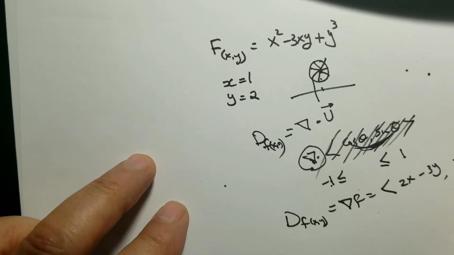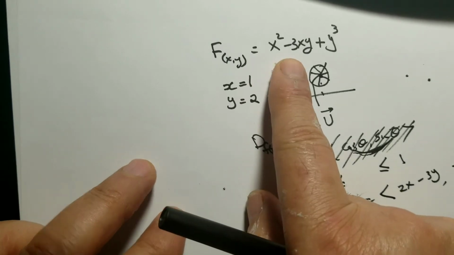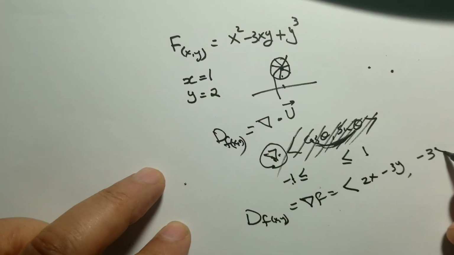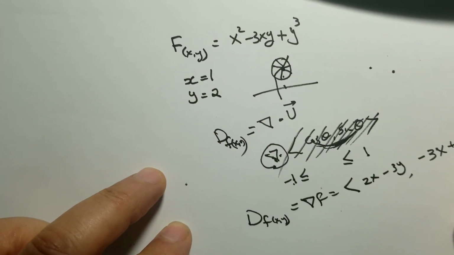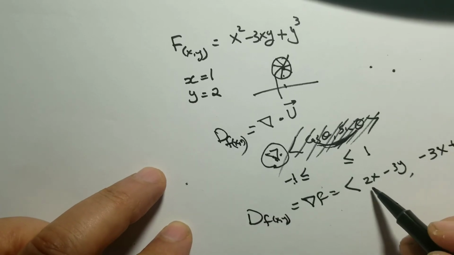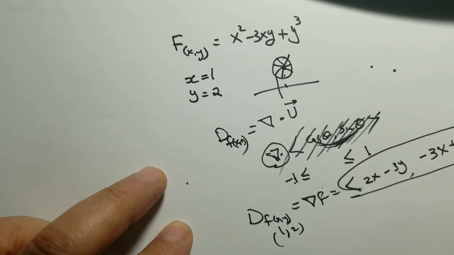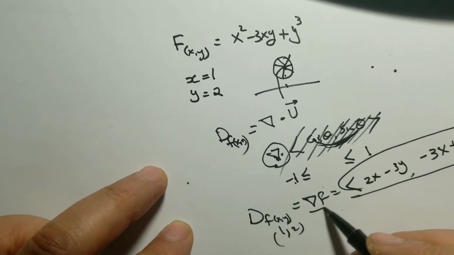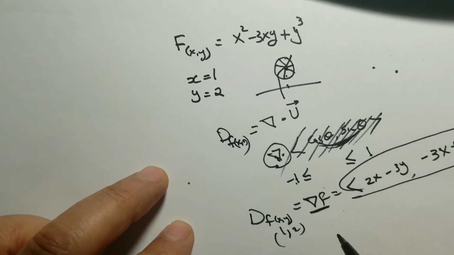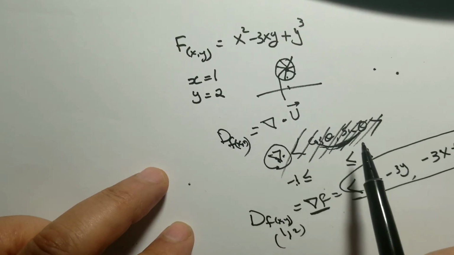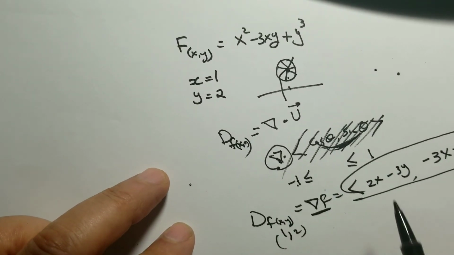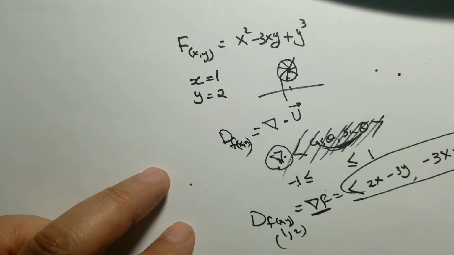and that gradient is nothing except 2x minus 3y, and negative 3x with respect to y plus 3y squared. And if you replace 1 and 2 for x and y, that provides you with a vector, and that vector gives you the direction that something is changing the fastest.